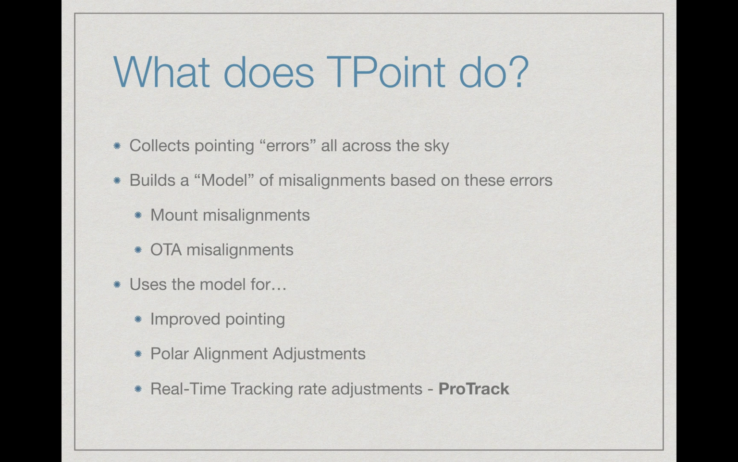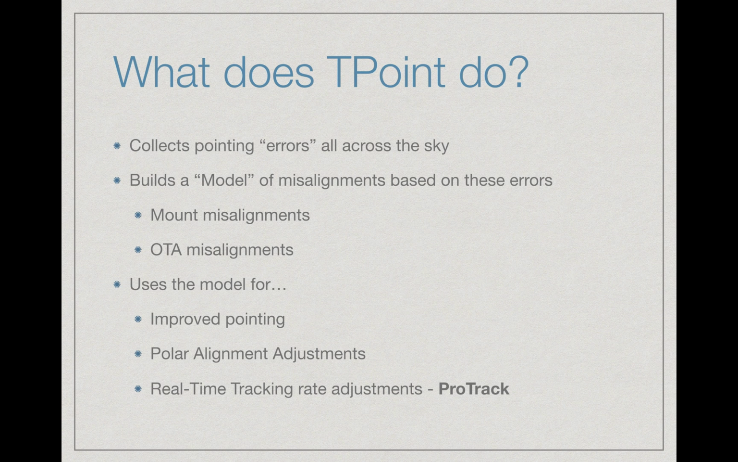Also, if you have a Paramount, and this is a really big deal, it makes real-time tracking rate adjustments to both the RA, the right ascension, and the declination of your mount, which means if you're misaligned off the pole, people know that oftentimes the declination will drift, or the star, your target will drift up or down in the field of view. Well, what ProTrack is doing under the covers, it's actually moving the declination axis, it's moving the RA axis in the right amount to account for the fact that your polar alignment is not correct.